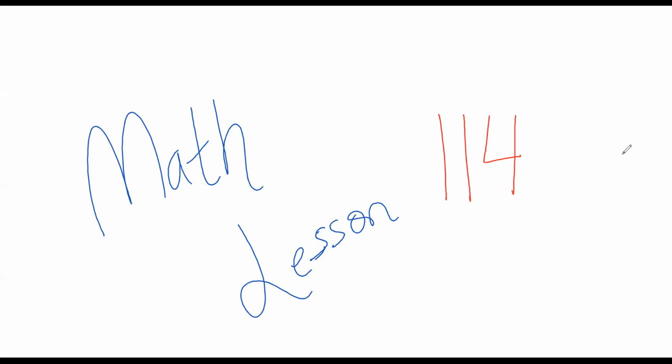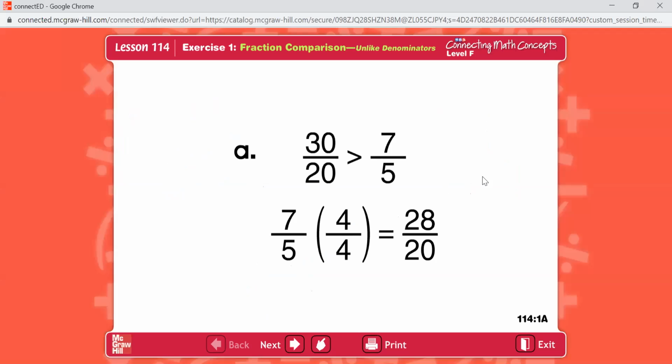Now, figure out how many 20ths 7/5 is. Then, write the sign to complete the original statement. Pause the video now to work the problem. Here's the answer to problem A.